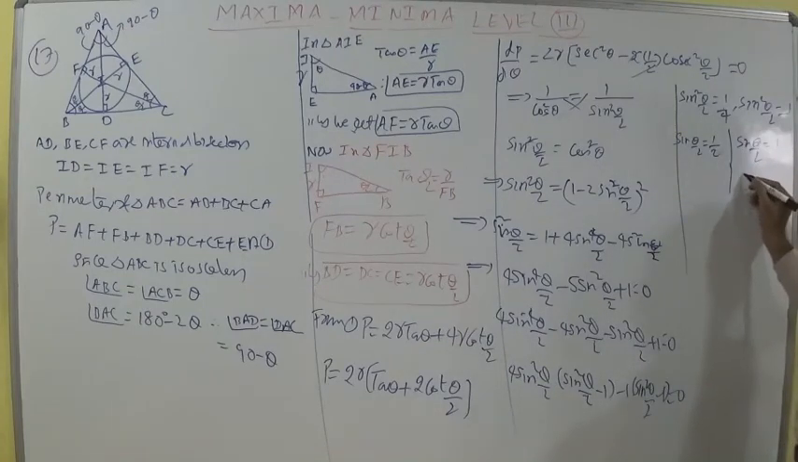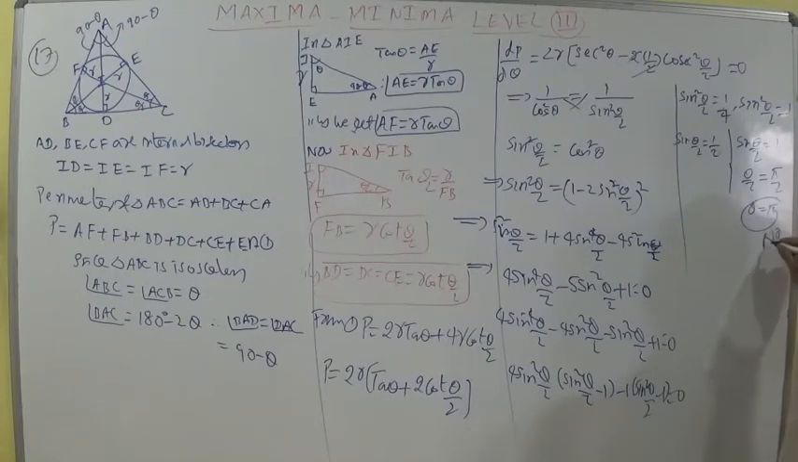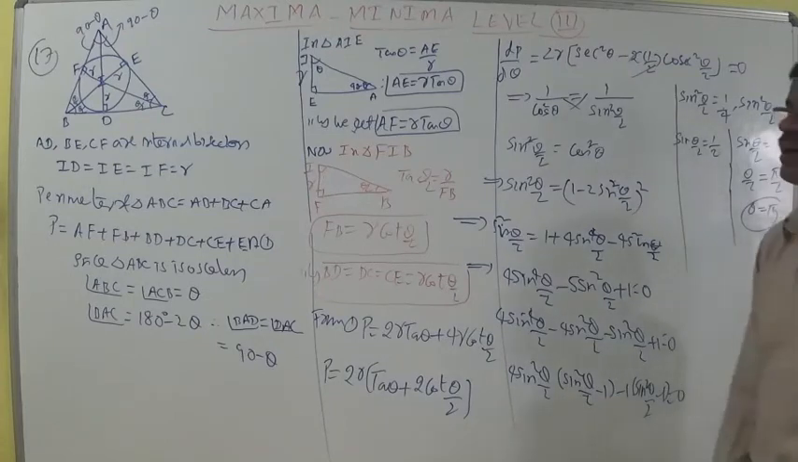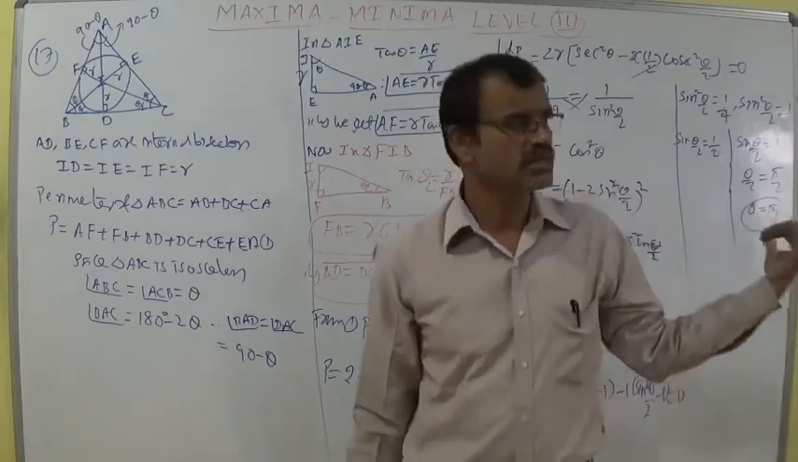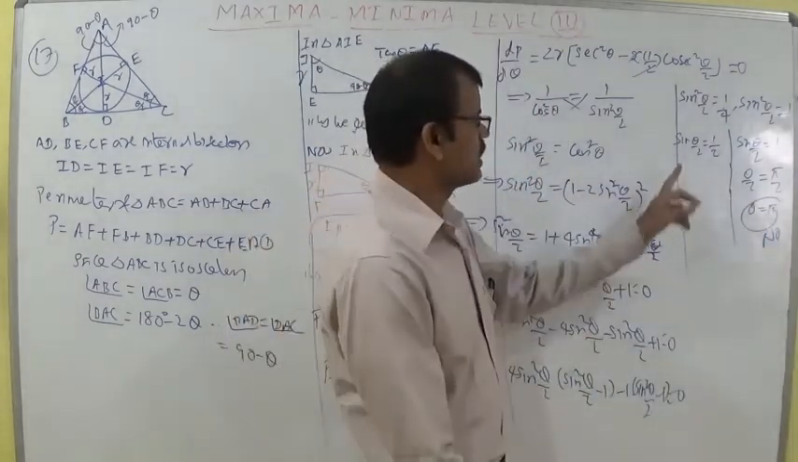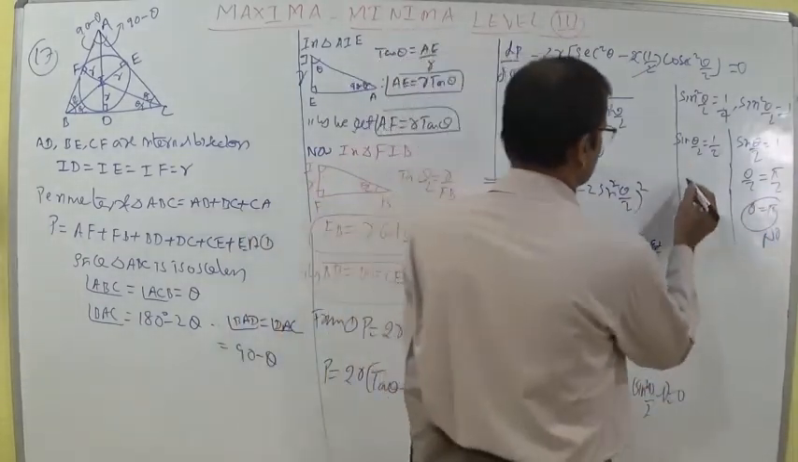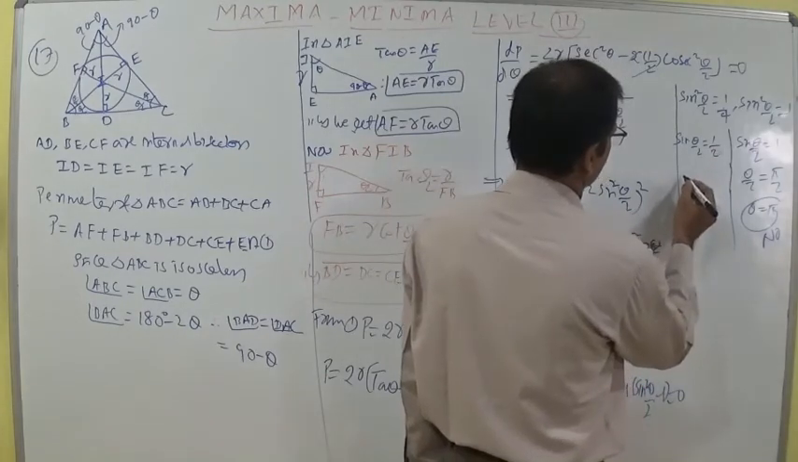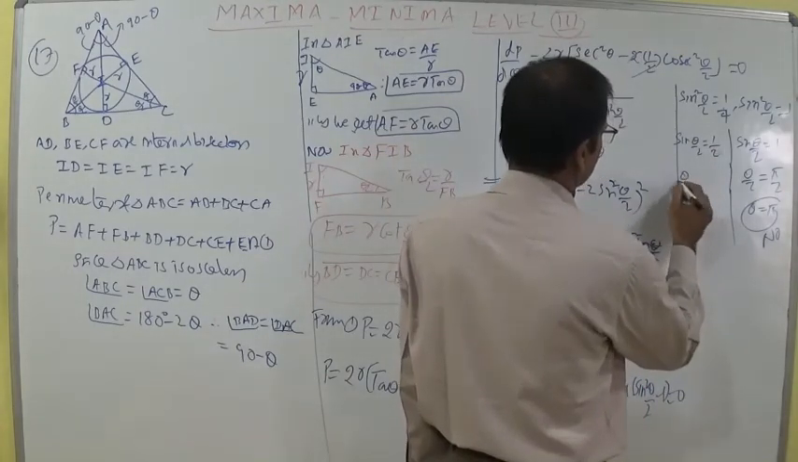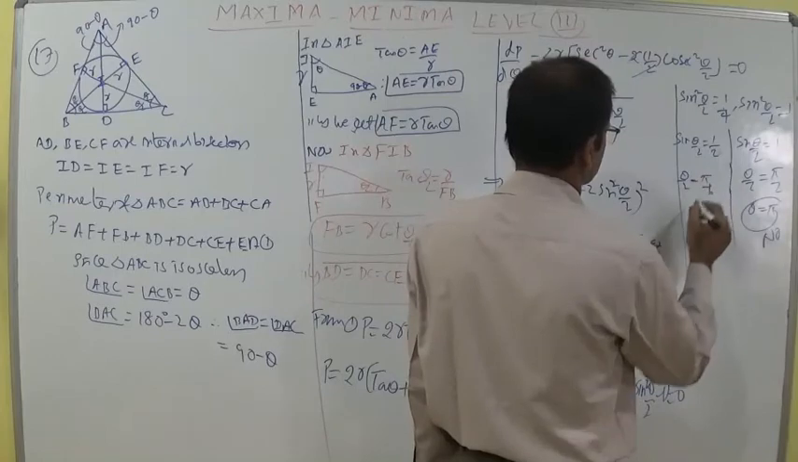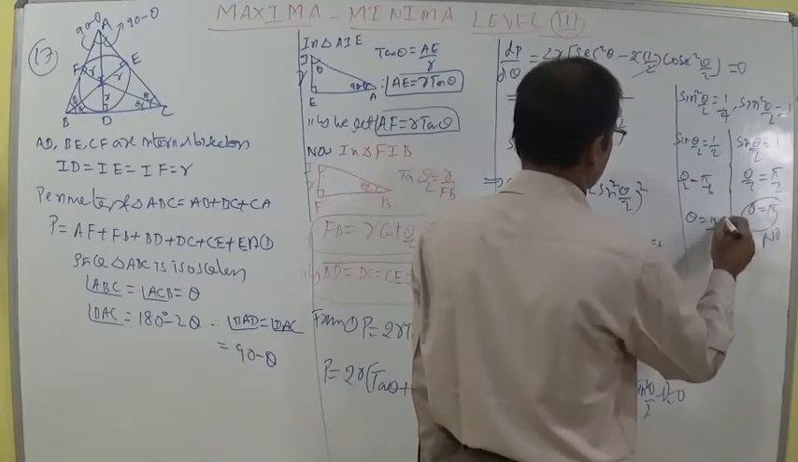Whenever sin theta by 2 is equal to 1, theta by 2 is equal to pi by 2 and theta is equal to pi. This is wrong, absurd, no. Because the sum of angles equals 180 degrees, theta should not be 180. So sin theta by 2 is equal to 1 by 2 you can consider. Whenever sin theta by 2 is equal to 1 by 2, theta by 2 is equal to pi by 6. So theta is equal to pi by 3.